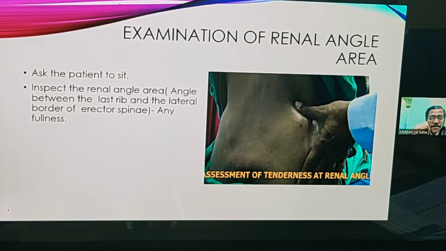Then one should assess the renal angle area. Ask the patient to sit and inspect the renal angle. The renal angle area is the area below the 12th rib at the abdominal spine. That is the area I am showing where one should inspect for any fullness.